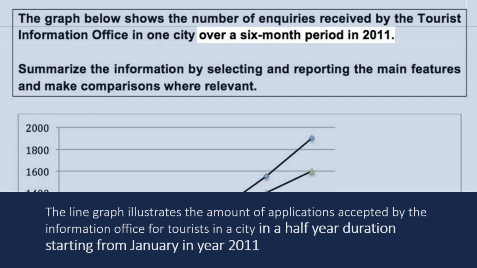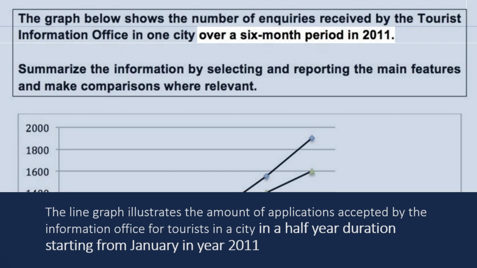Over a 6 months period in 2011. So this has changed dramatically. If you can see, 6 months period, it's possible to say half a year. That's very logical, isn't it? And then period is changed into duration, and the year in 2011 is also changed slightly. And if you can notice, starting from January is also added.